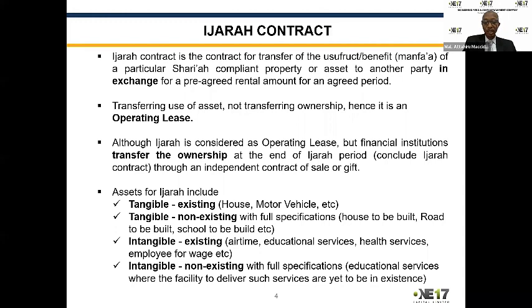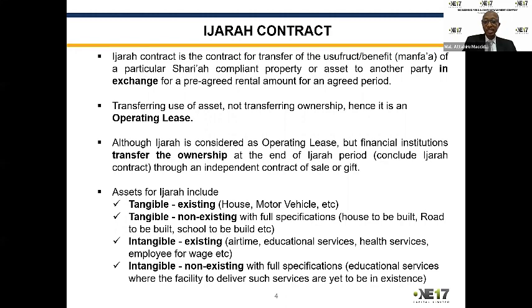So meaning technically, you are only transferring the benefits, the use of rock, the manfa'a of the assets that you have to anybody who wants to utilize this particular asset for a period of time that will be agreed between the lessor and the lessee, and also the pre-agreed rental amount that will be agreed between the two parties. All these things must be documented in a contract in order for it to be binding on each party. So since it is transferring use of asset, not transferring ownership, in a conventional way, it is similar to operating lease.